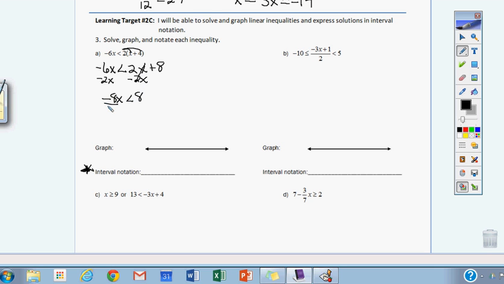And then I'm going to divide by a negative 8 here. And then hopefully you're realizing that when we divide by a negative, we have to flip that sign. So that becomes greater than negative 1. Okay, so just keep remembering that when we actually take and divide, we flip the sign there. That's important or else we'll be headed in the wrong direction. So let's graph this one.